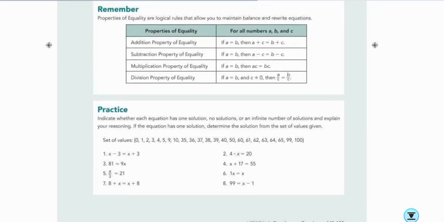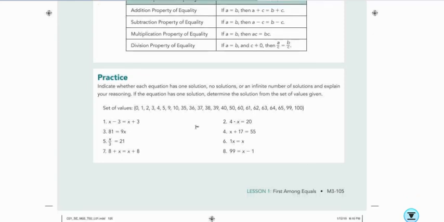We have just some reminders. The addition property states that if you add the same thing on both sides of an equation, you end up with the same values on both sides. The subtraction says if you subtract the same thing on both sides, it will still be equal. The multiplication property says that if you multiply the same thing on both sides, it will still be equal. And the division property says if you divide on both sides, it will still be equal.